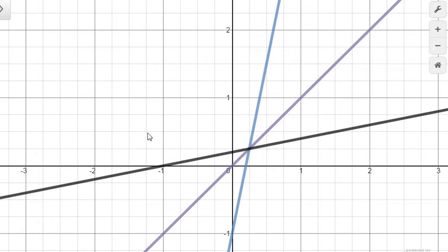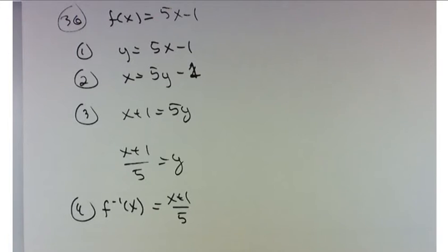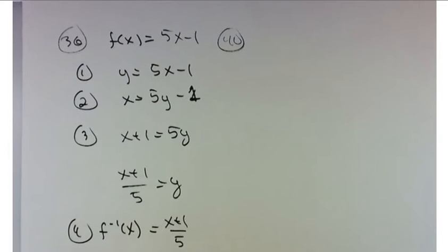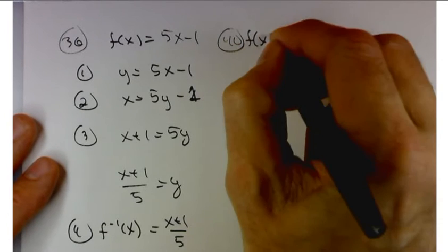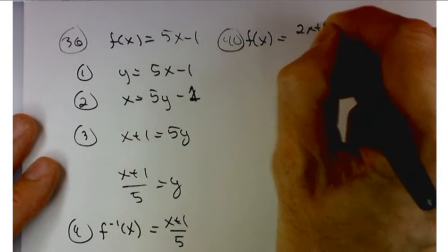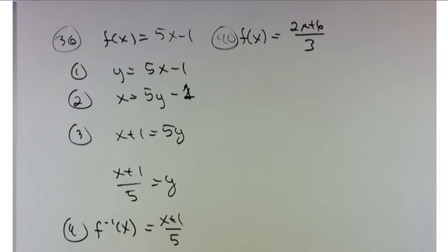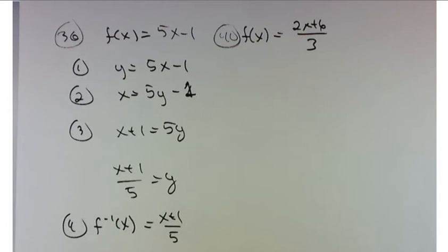Okay, let's do some more here. Any thoughts on the first one? We okay with problem 36 there? Why don't you try problem number 40? So in this case, f of x is 2x plus 6 over 3. So go through the motions. I'll give you a hint in solving. One of the things you can do to make your life easier would be to multiply both sides by the LCD.